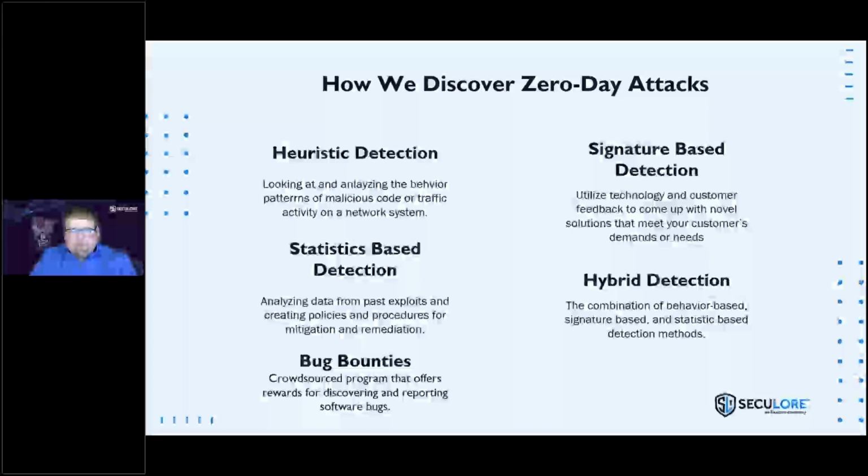Yeah, so there's obviously a pretty long list of ways that these things can be discovered, but heuristic detection is a great place to start, looking at behaviors and patterns on systems compared to a baseline. Looking at statistics-based detection, this can be something as simple as IP counts. If you've got a server that doesn't really talk to anybody, and then all of a sudden it's talking to half the internet, there's probably something going on there.